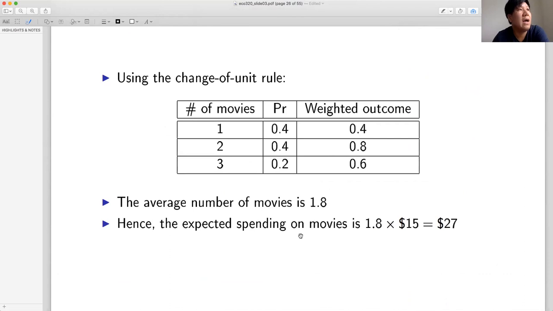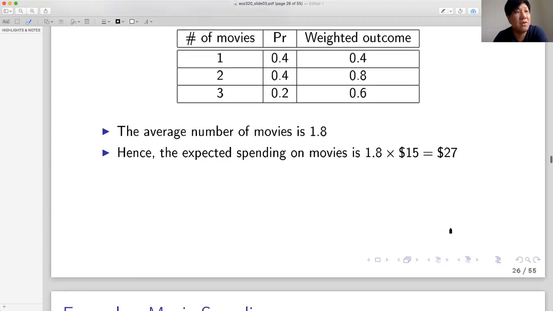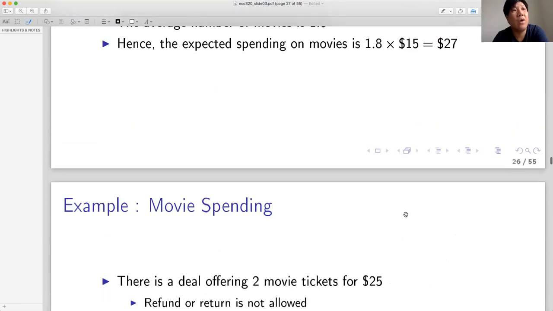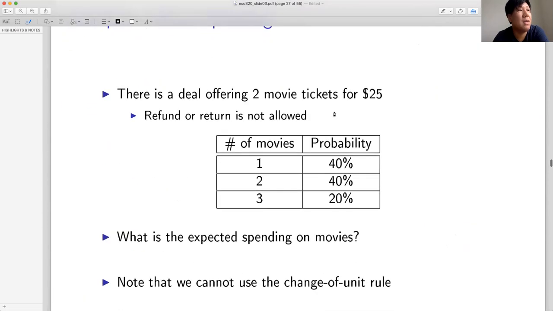Or the other way of doing it is, okay, what is the expected number of movies you are seeing? 1 times 0.4 is 0.4, 2 times 0.4 is 0.8, and so on. So on average, you are expected to see a movie 1.8 times. So multiply 1.8 times 15, that's 27. Exactly the same answer. Either way would be fine, but it's not always equal, depending on the question. So I'm going to show you what that means.